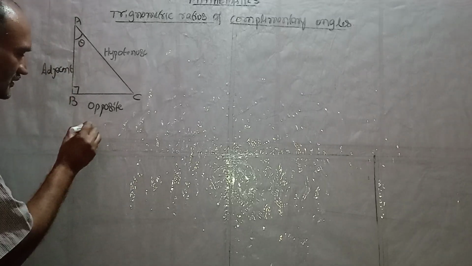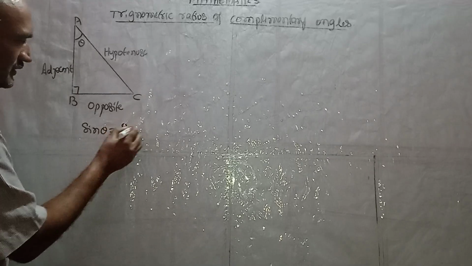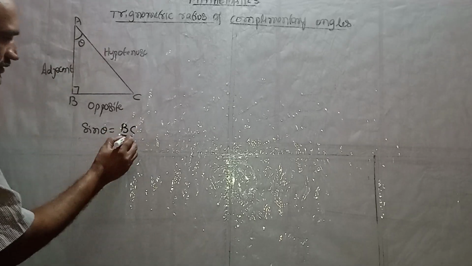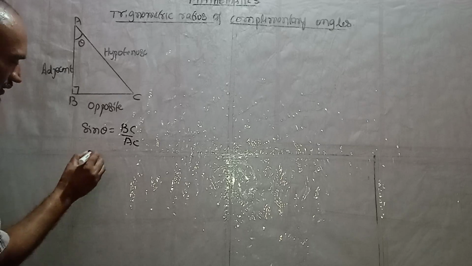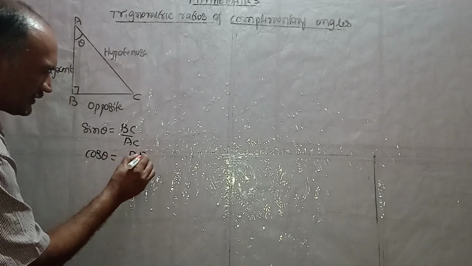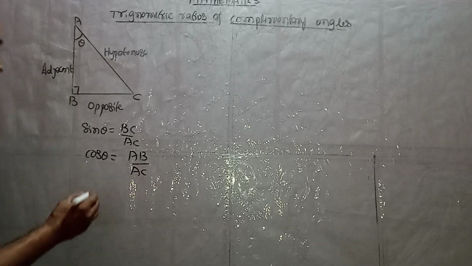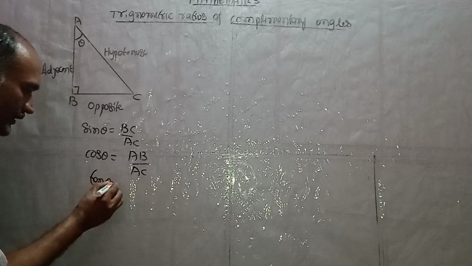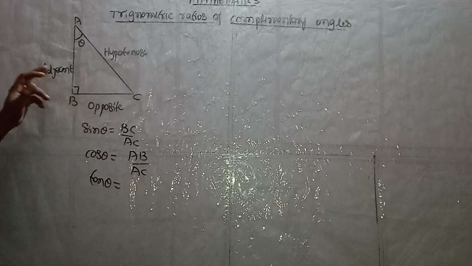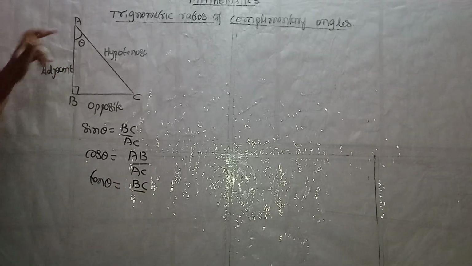Sin theta is equal to opposite side by hypotenuse. Opposite is BC, divided by hypotenuse AC. Now cos theta is equal to adjacent side divided by hypotenuse. Adjacent is AB, divided by hypotenuse AC. Like that, tan theta is opposite side by adjacent side. Opposite is BC, divided by adjacent AB.